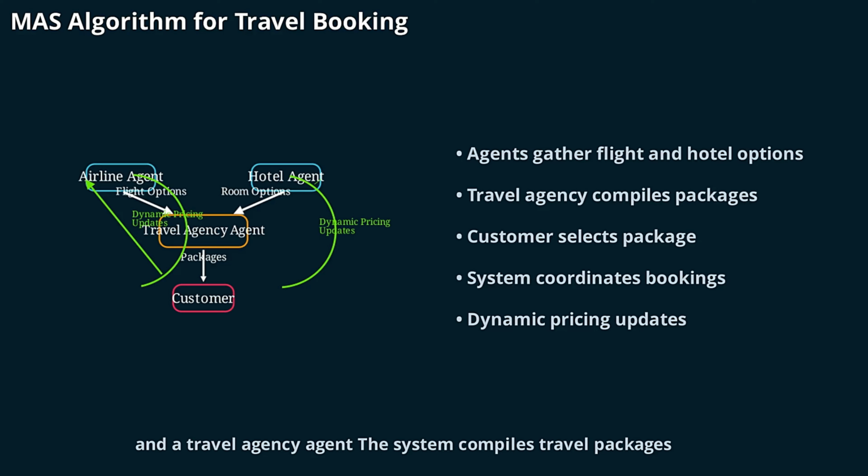The system compiles travel packages by gathering flight and hotel options, then presents them to the customer. Once a package is selected, the system coordinates bookings and updates pricing dynamically. This algorithm demonstrates cooperation and coordination among agents to achieve the common goal of booking a complete travel itinerary.